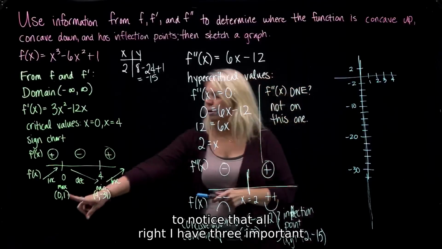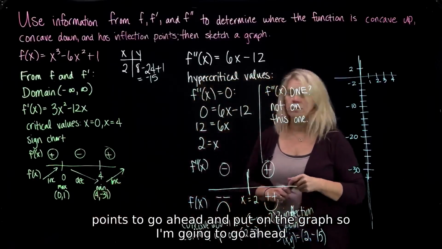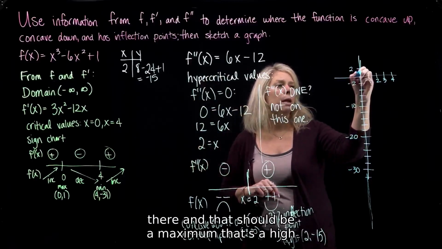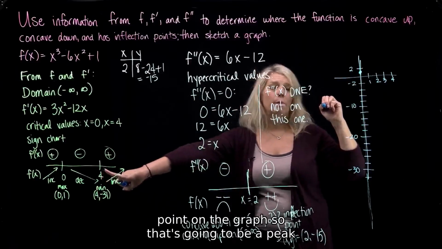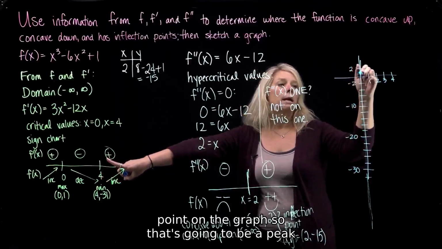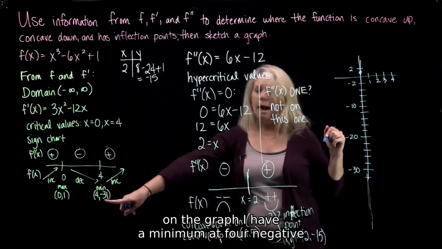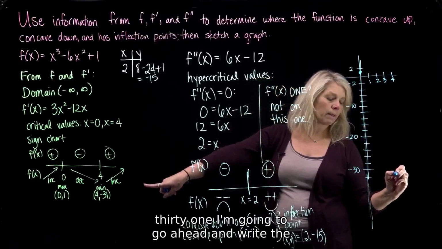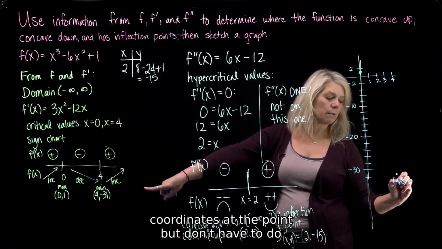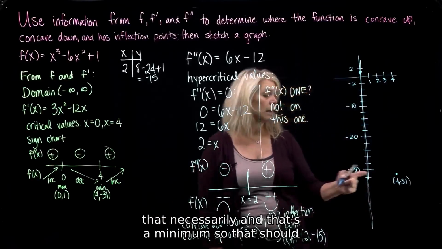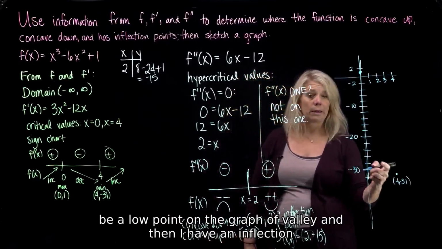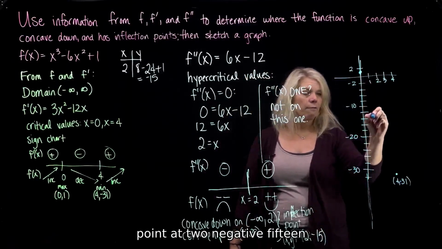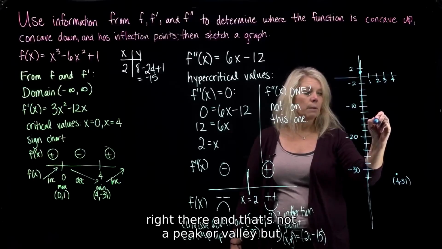All right, I have 3 important points to go ahead and put on the graph, so I'm going to go ahead and plot those. 0, 1, right there, and that should be a maximum. That's a high point on the graph, so that's going to be a peak on the graph. I have a minimum at 4, -31. I'm going to go ahead and write the coordinates of the point, but don't have to do that necessarily. And that's a minimum, so that should be a low point on the graph, a valley. And then I have an inflection point at 2, -15. That would be about right there.